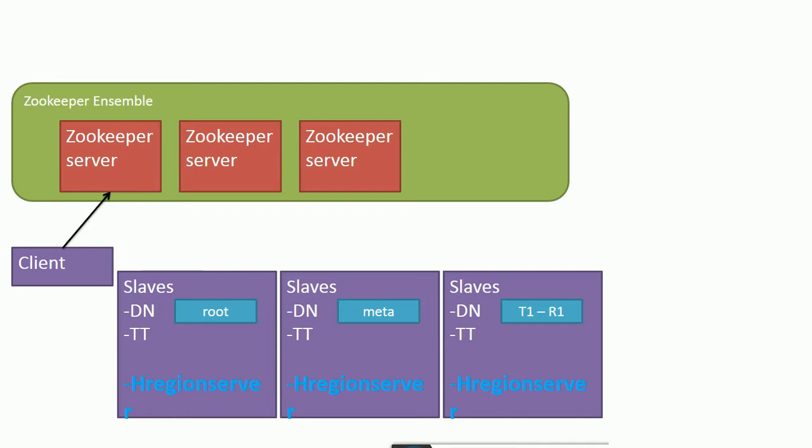Client requests the Zookeeper, which gives the location of the root table, which gives the location of the meta table, which gives the location of your table. And if you want a particular region, you can get that from the meta table itself. So this is how the whole query runs for the first time.